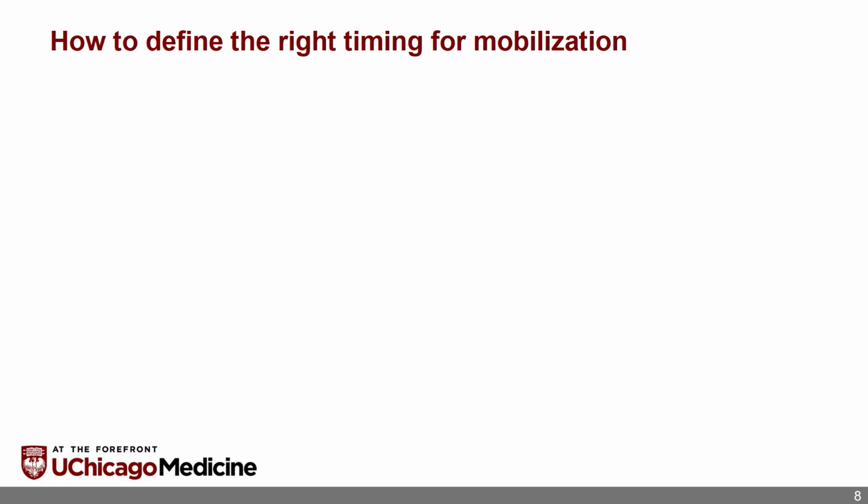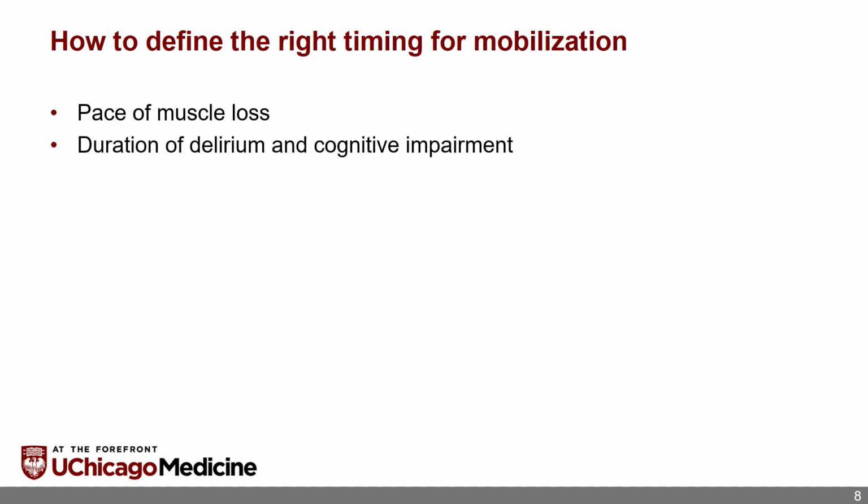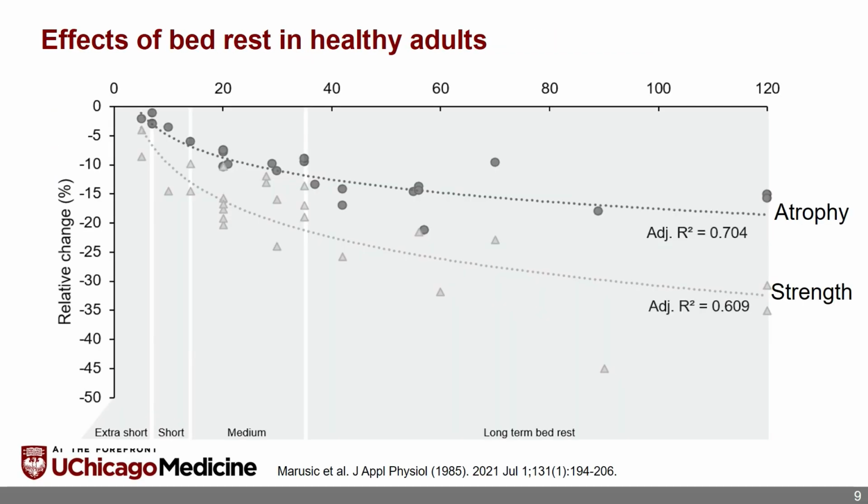And I want to be better than the negative clinical trials in terms of their timing. So it might be informed by what is the pace of muscle loss in critically ill patients? How soon will they develop the risk for cognitive impairment? And finally, what was the timing of trials that achieved a clinical benefit of mobility versus the trials that did not? And so just take a reference into what we're dealing with.